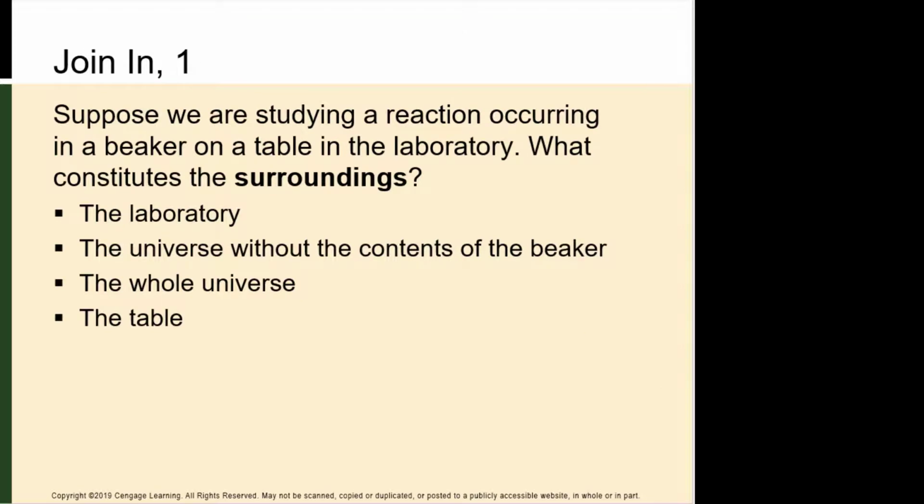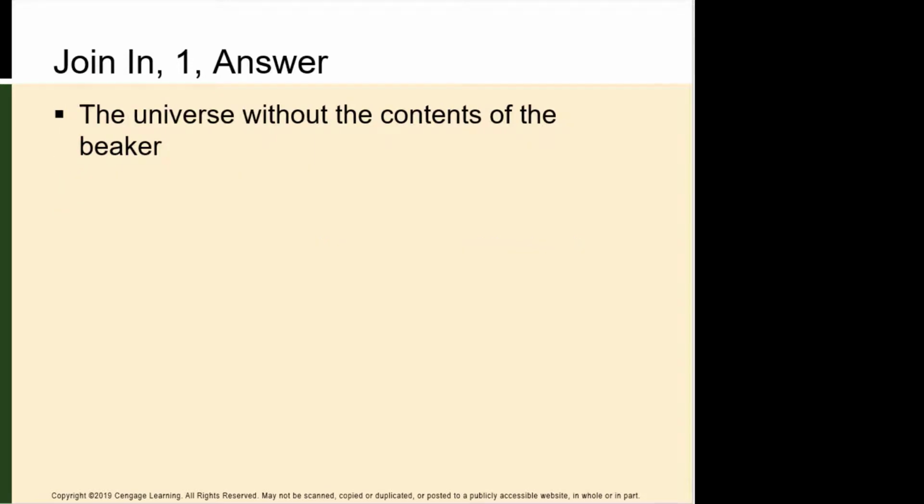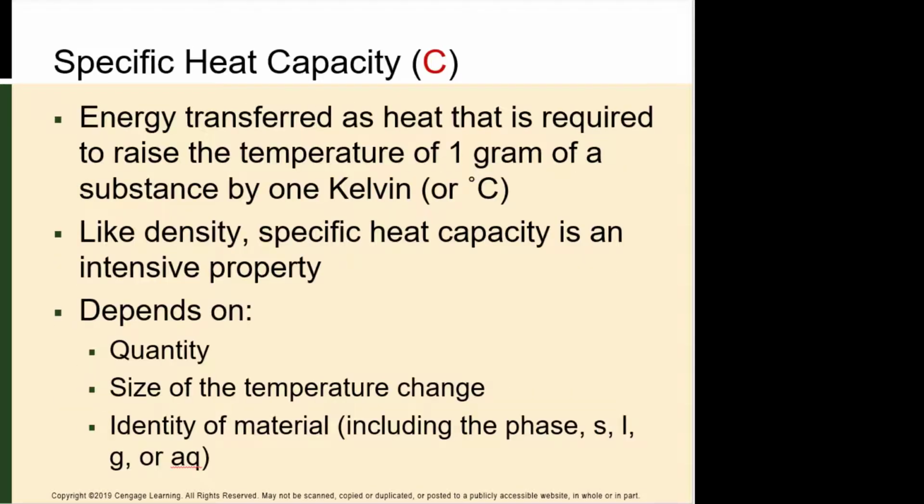So let's answer this question. Suppose we're studying a reaction occurring in a beaker on a table in the laboratory. What constitutes as the surroundings? The laboratory, the universe without the contents of the beaker, the whole universe, or the table? What do you think? If we're not being specific, then we need to just be like, well, it's everything but the beaker.